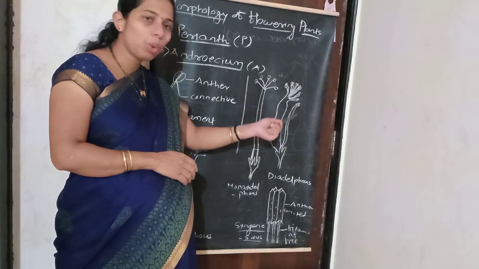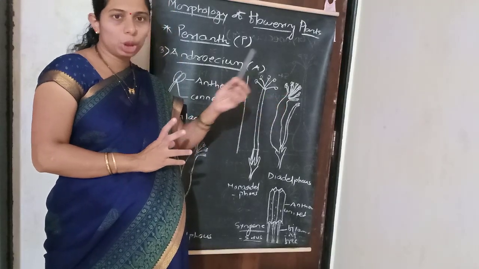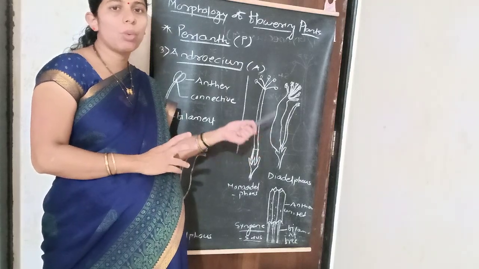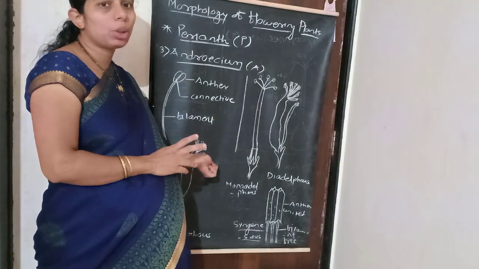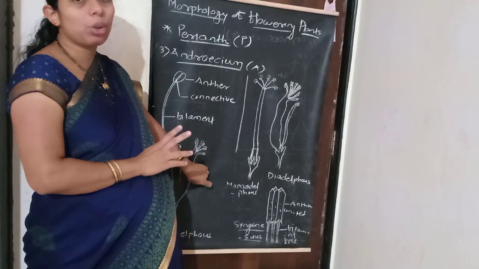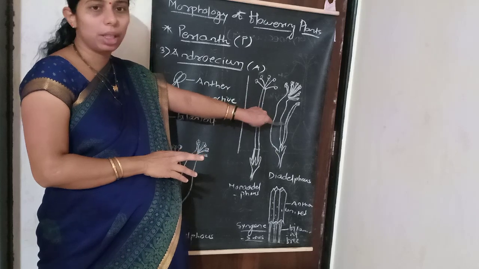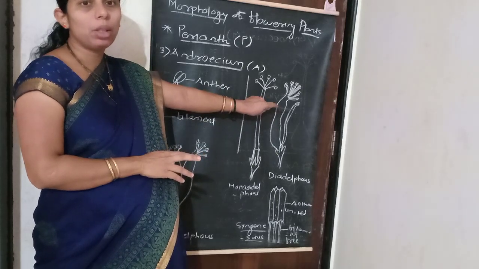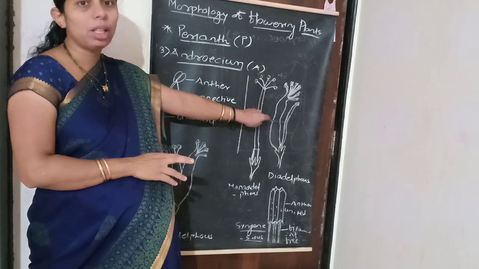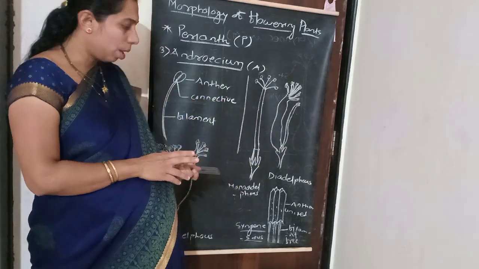Diadelphous means there are two bundles, one having 9 anthers collected in one bundle and one stamen remaining free, forming 2 bundles. It is called diadelphous condition. Okay, meaning 2 groups, 2 bunches. One bunch has about 9 stamens and the second one is a single stamen which is free.